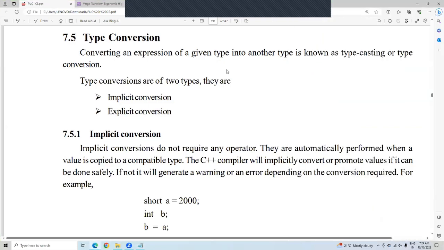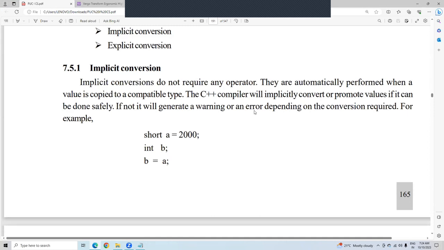Converting a value from one type to another type is called as what? Typecasting or type conversion. We have two types of conversions. One is implicit, another is explicit. Implicit conversion means what? These conversions will take place during the execution of the program without the knowledge of the user. As per the rules given in the programming language, internally the conversions will take place themselves. So these can also be called automatic conversion.